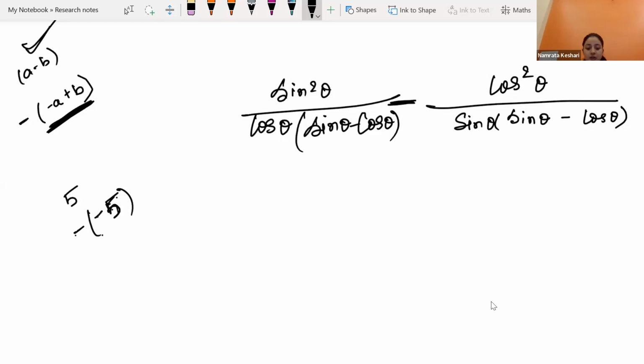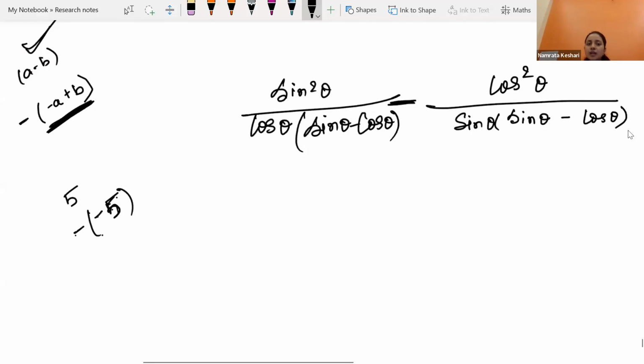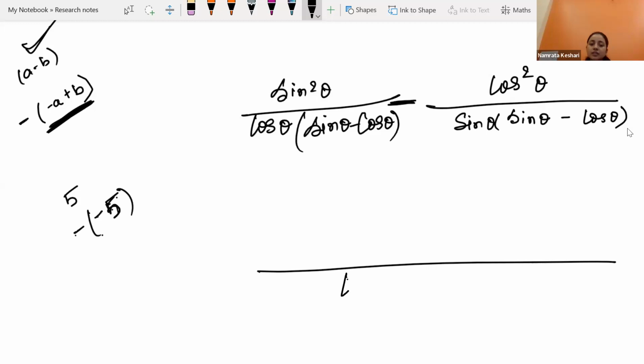What will be the LCM of the denominator? What will be the LCM over theta here? Sin theta and minus cos square. Can you please repeat? Cos theta sin theta minus cos theta square. Cos theta sin theta, yeah, cos theta sin theta will be there.